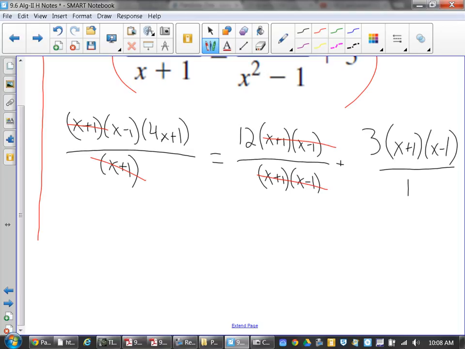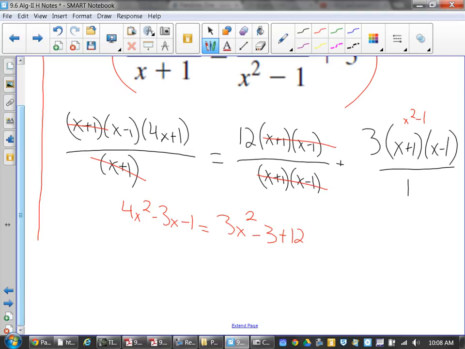So now, I have to set this up and do some FOILing. We have 4x squared plus x minus 4x, so it's minus 3x minus 1 equals, well, this is x squared minus 1, so it's 3x squared minus 3 plus 12. Are we okay with that?